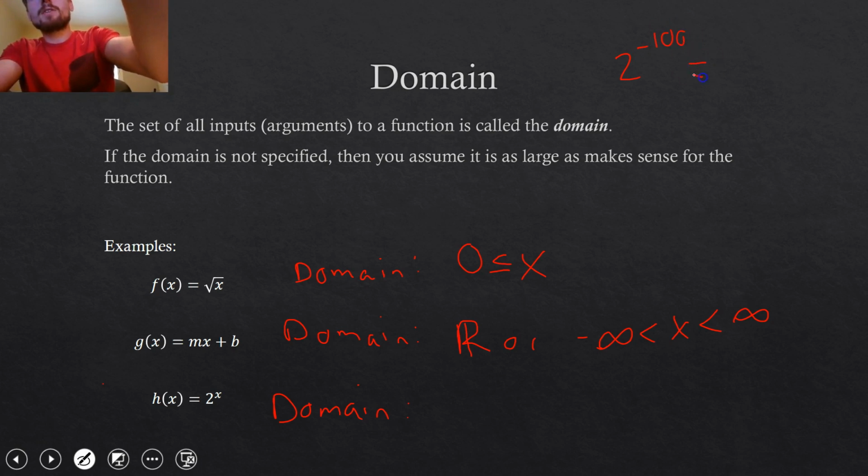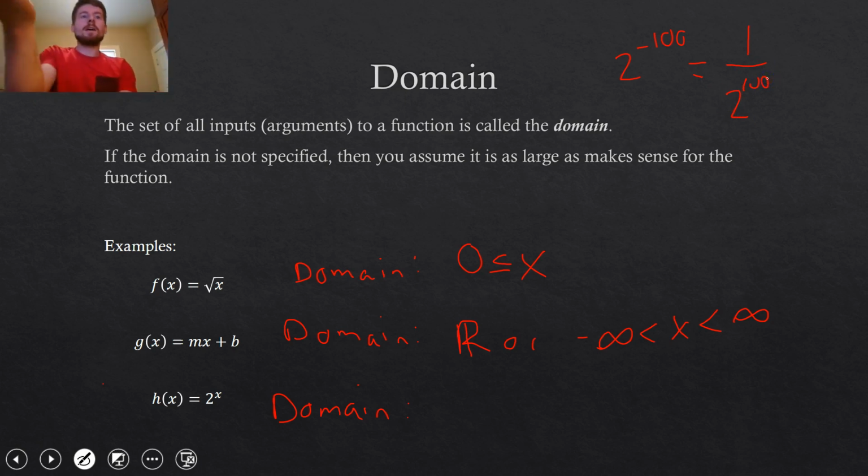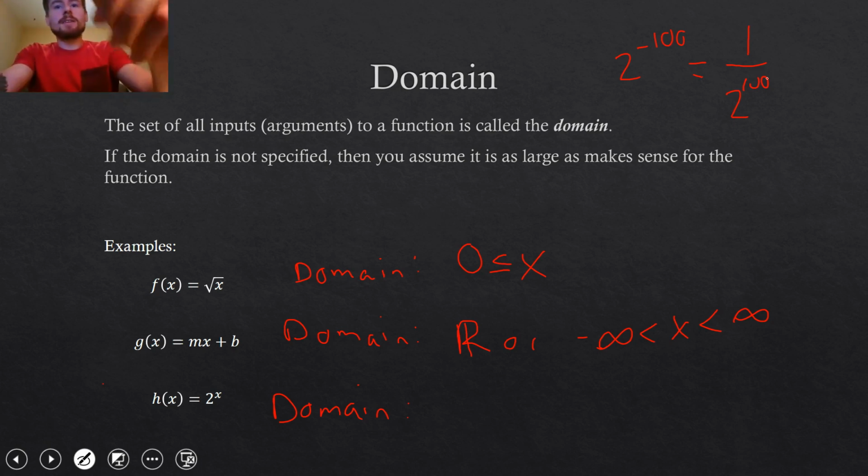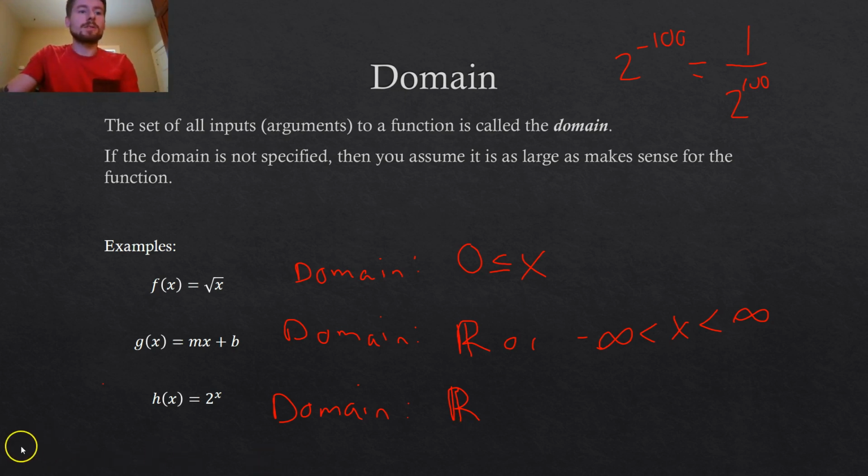2 to the negative 100 is equal to 1 divided by 2 to the 100. So that's perfectly valid to evaluate that number. It's a very tiny number, very close to 0, but it's a number. And you can plug in positive numbers, you can plug in 0. And so again, this is a function that has a domain of all real numbers. So I'll just write R with the big R with a line in it for short.